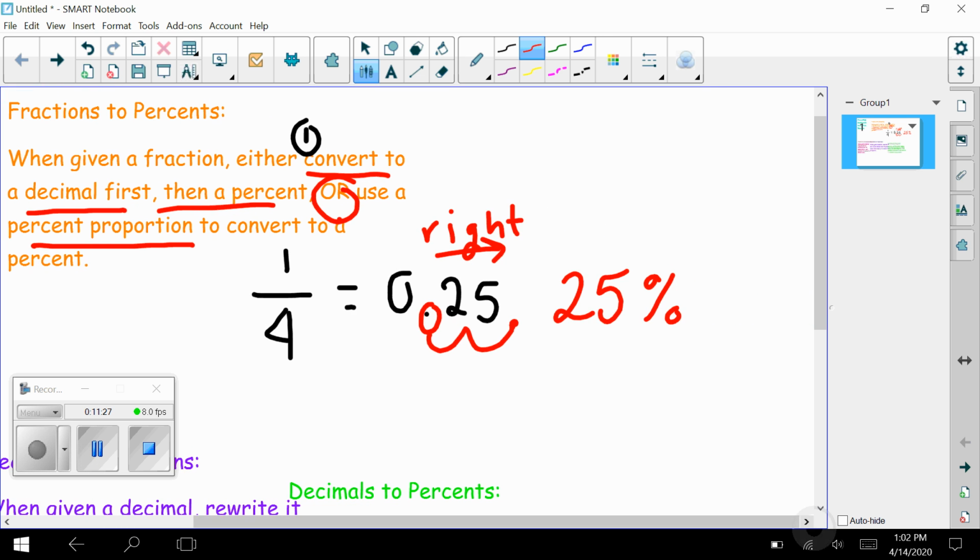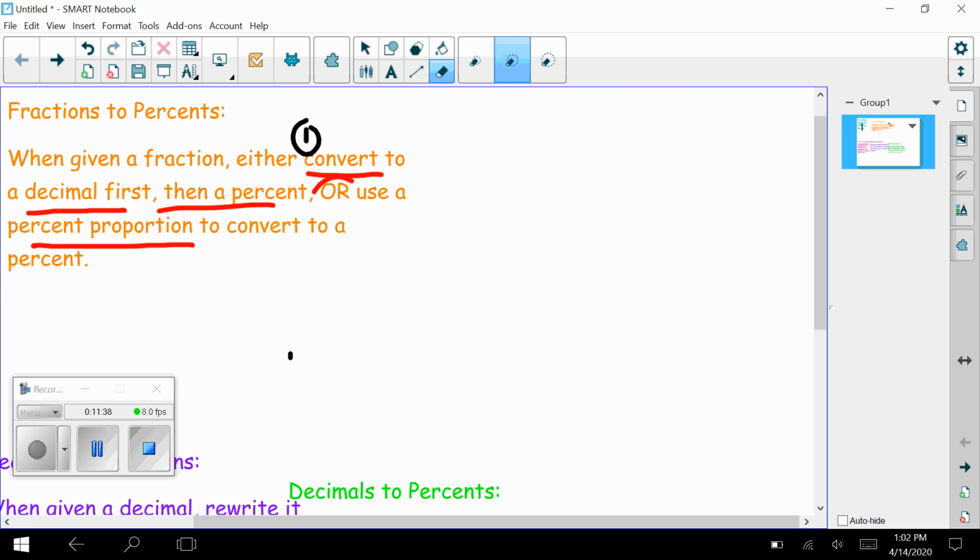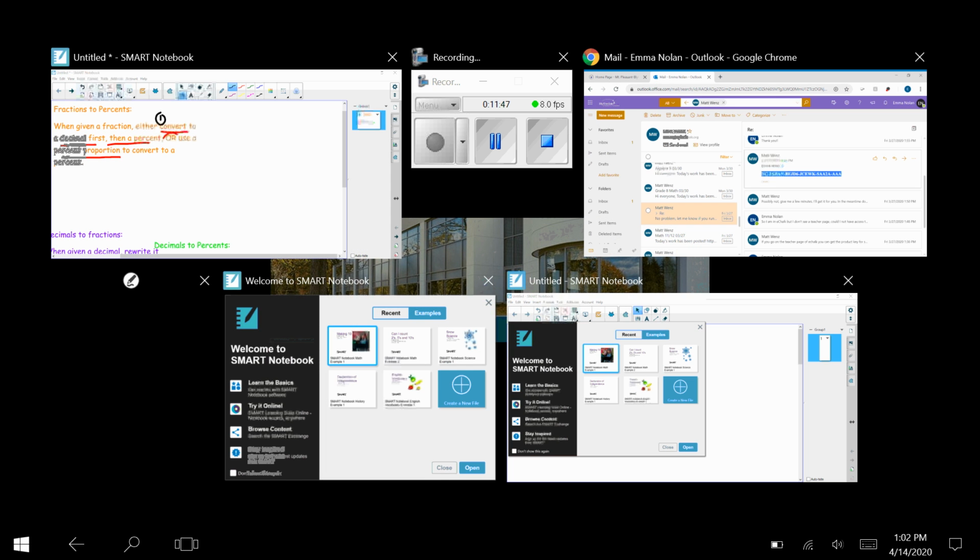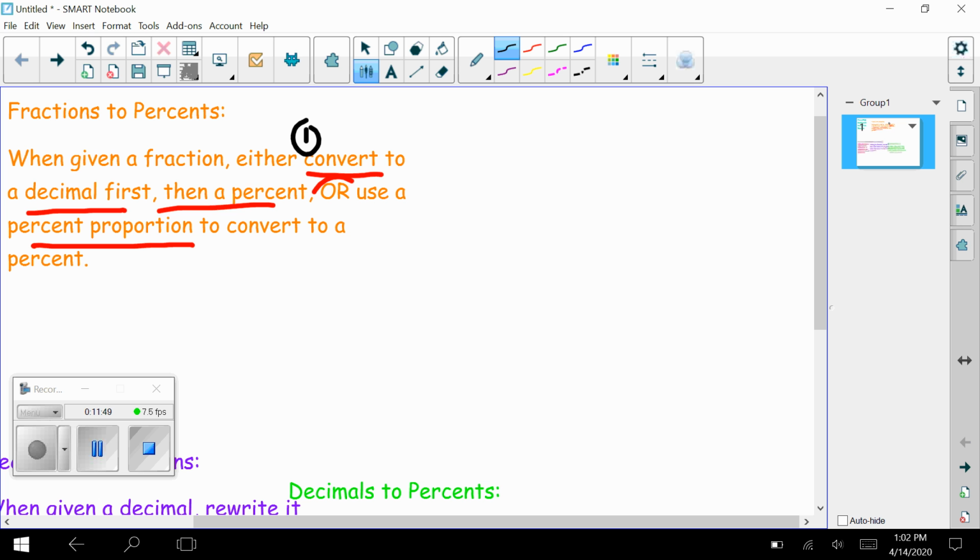Now I'm going to take the same fraction and I'm going to show you how we can do it with our percent proportion. So I'm going to erase this. And we're going to look at how we can do this with our second option. So we can do a percent proportion.